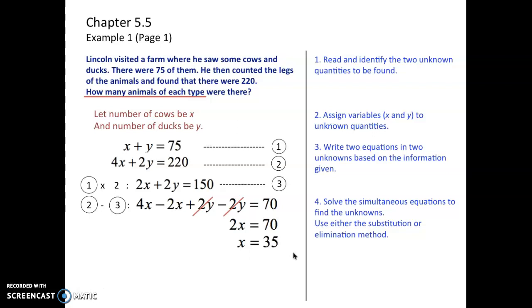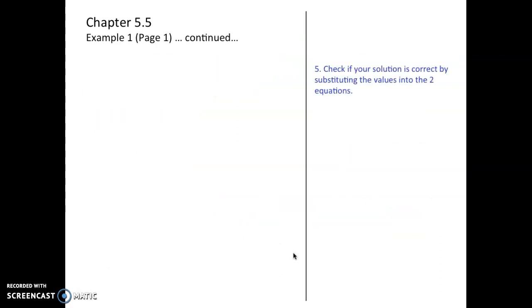Once we have found our x, we can now substitute x equals to 35 into equation 1 and find out what is our y. So bringing the 35 to the right hand side, we'll have 75 minus 35, which hence gives us 40. If you're not done yet, remember to check your solutions by substituting the values in.